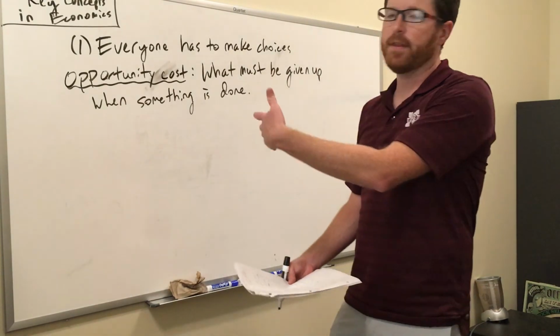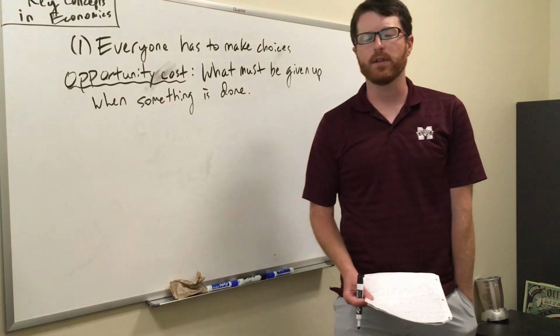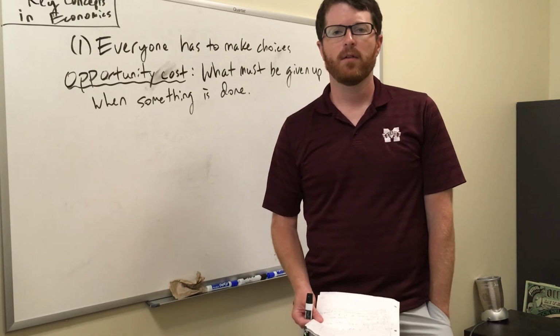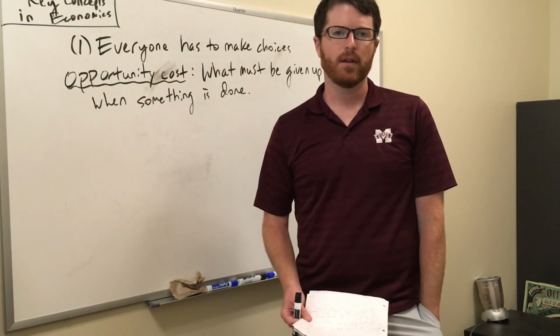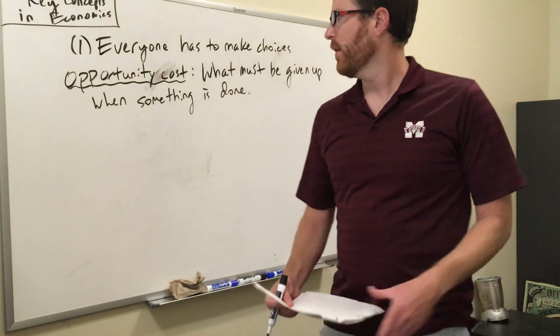Once you recognize that this is indeed a cost, you realize that every activity that we do in our lives is costly. Everything you do has its own implicit cost. Watching this video right now, you're giving up the ability to do something else. So that's the opportunity cost. It's what you could have done instead.